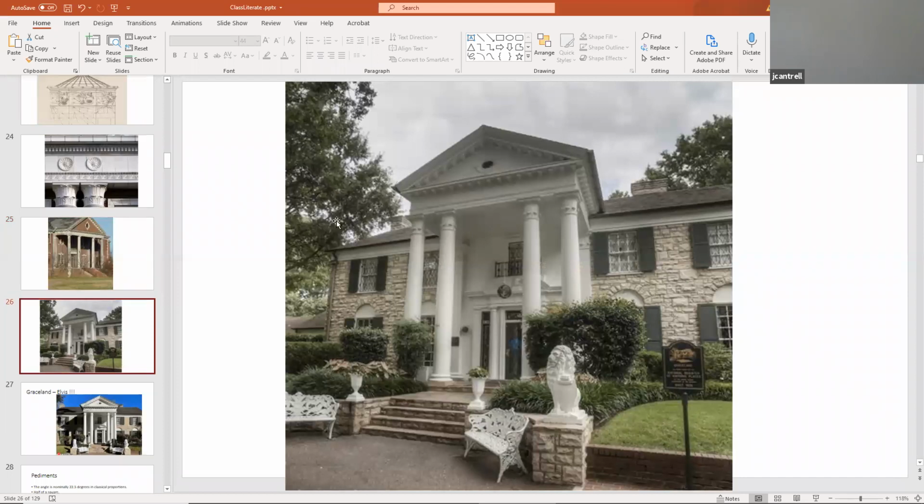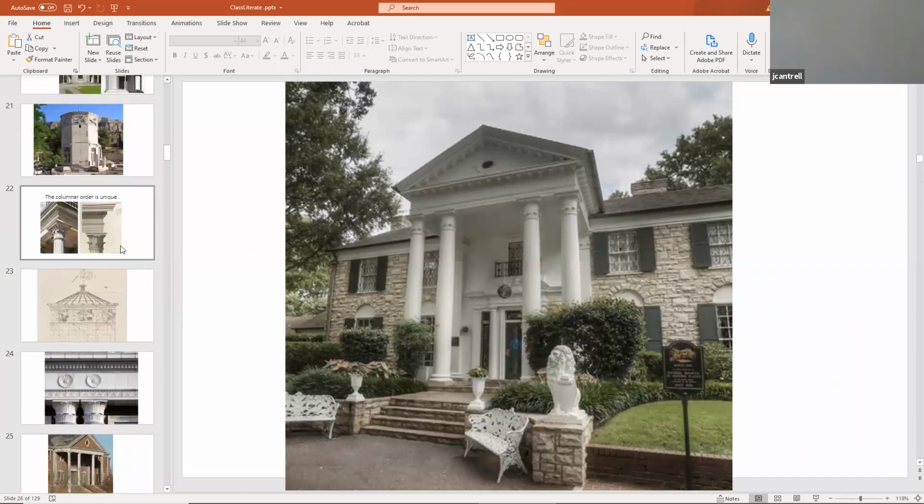Any guesses as to what house this is? I think you probably saw on the next slide. Any guesses to whose house this actually is? It's a beautiful neoclassical portico with the Temple of the Winds on the capitals.